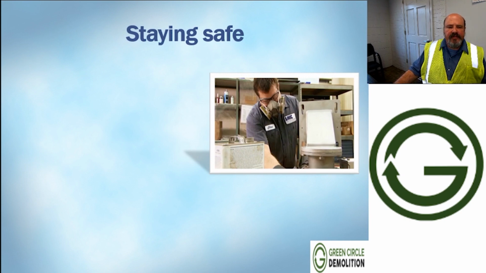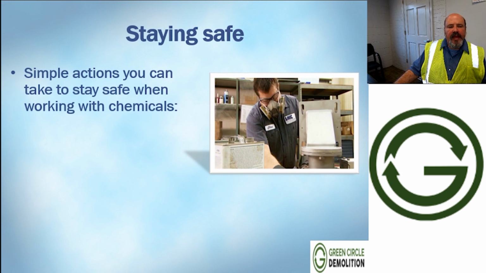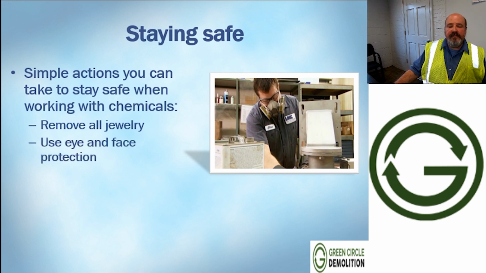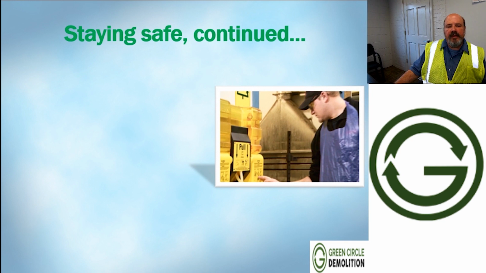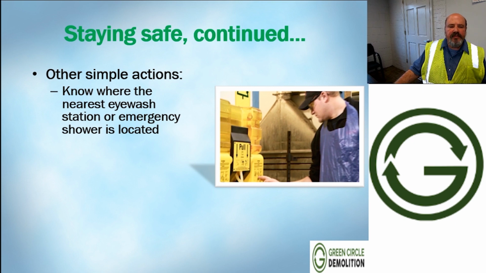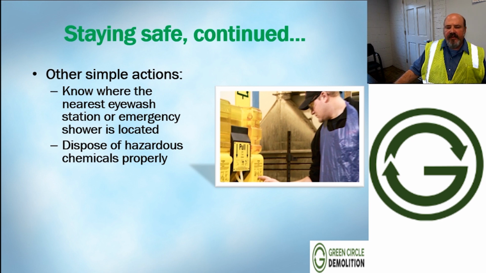Finally, let's talk about staying safe. Simple actions you can take to stay safe when working with chemicals are: remove all jewelry, use eye and face protection. After using a chemical, make sure that you wash your hands. Clean and store safety gear properly. Other simple actions you can take: know where the nearest eye wash station or emergency shower is located. Dispose of hazardous chemicals properly. Don't pour them down a drain or just throw them in a trash can. Let's take care of these things in the proper fashion.